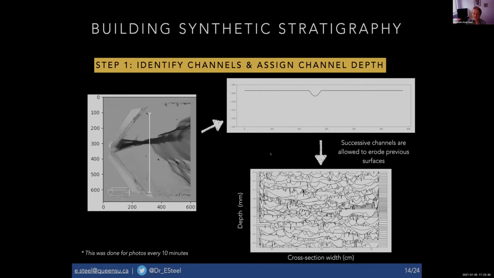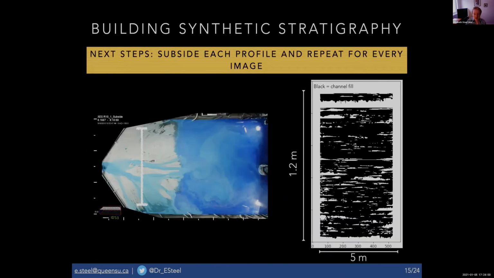So we find our channel, we give it a depth, we subside that profile, and then we allow it to erode any underlying stratigraphy that it might be subsiding into or cutting into. And so you start to get something that looks sort of like this. So each one of these lines is pulled from an image. And if you do this thousands and thousands of times through all of the imagery in this data set, you start to get cross sections that look something like what we have on the right.